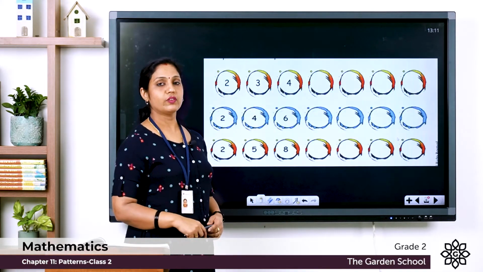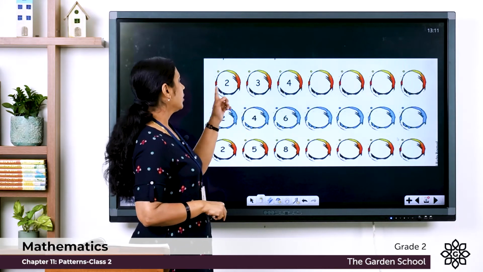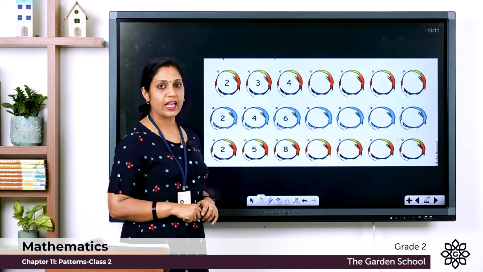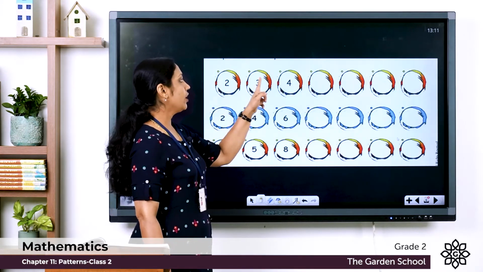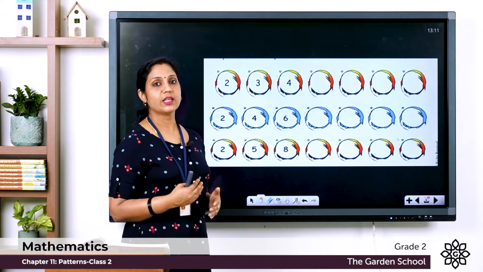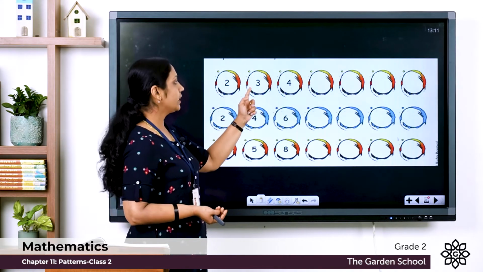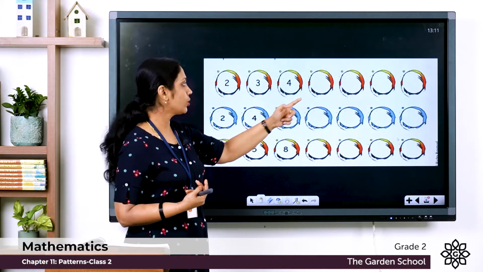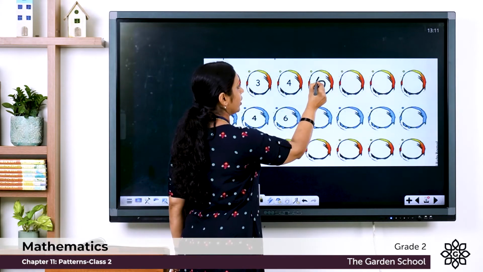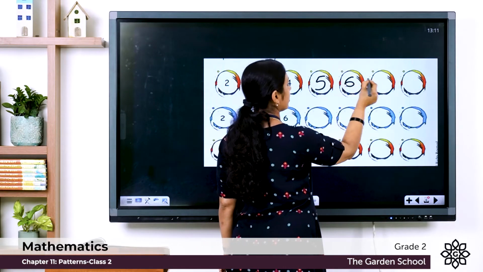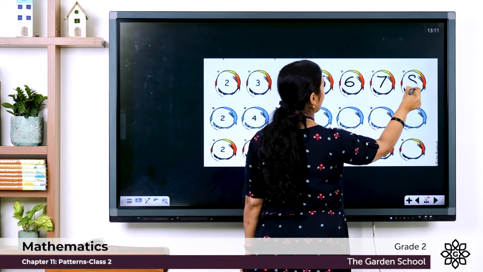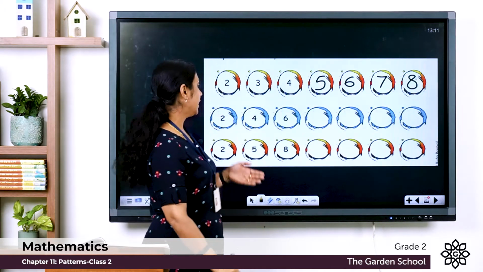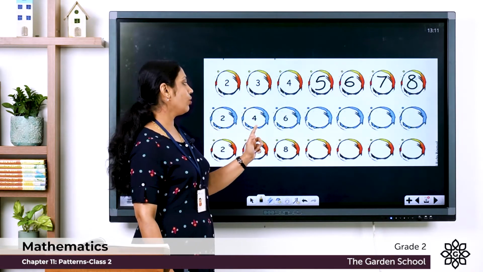We have some more activities. Let's check here. The first row we have 2, 3, 4. So the numbers are increasing by 1. 2, 3, 4. So the next number should be 5. Then 6, 7, 8.